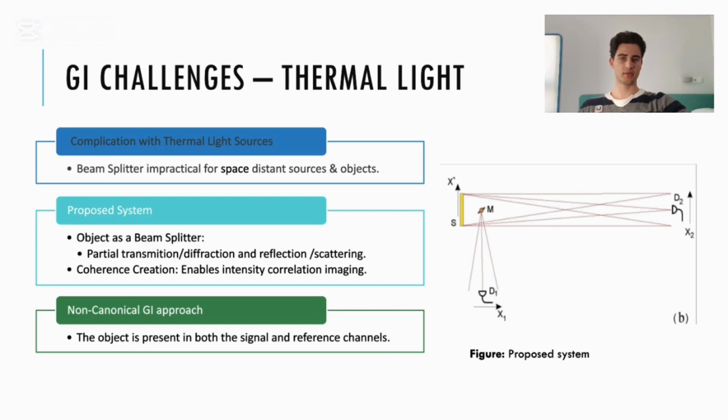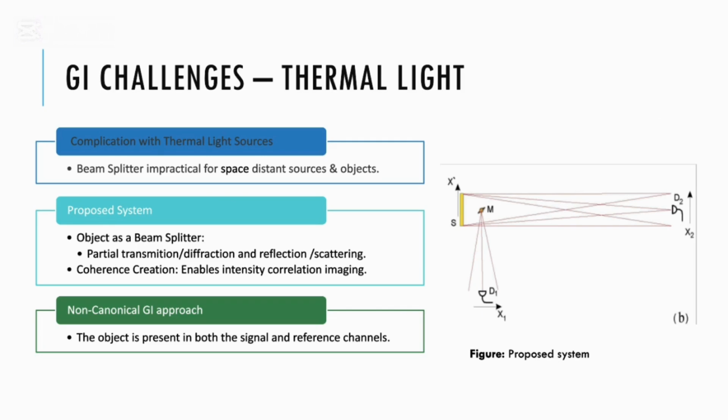The main idea of the proposed system was that an object which partially transmits or diffracts and partially reflects or scatters light can itself play the role of the beam splitter. Moreover, even a perfectly opaque scattering object may, under certain conditions, create coherence between the transmitted and scattered light, which may be used for the intensity correlation imaging. As you can see, and as I told before, this approach leads us quite away from canonical ghost imaging, since the object is present in both.